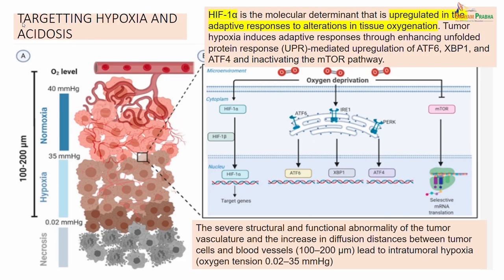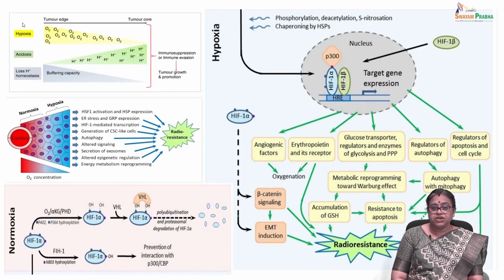The severe structural and functional abnormality of the tumor vasculature, and an increase in the diffusion distances between the blood vessels, leads to intratumoral hypoxia. This is the message that I want everybody to understand from this slide. As I mentioned in the previous slide, if you compare the tumor edge and the tumor core, at the tumor edge the oxygen availability is high compared to the tumor core. That is why we say that the tumor core is hypoxic. Similarly, in the acidic environment, the amount of proton ions will be more in the core compared to the edge. Therefore, less oxygen and more acid lead to the hypoxic region.